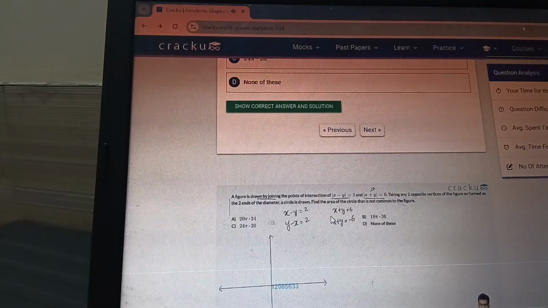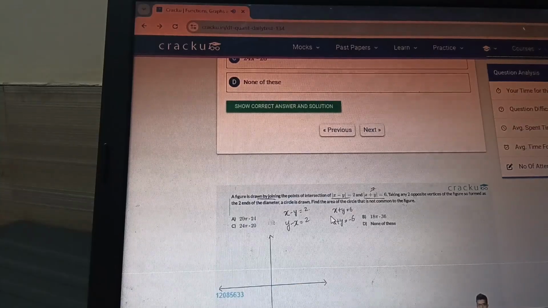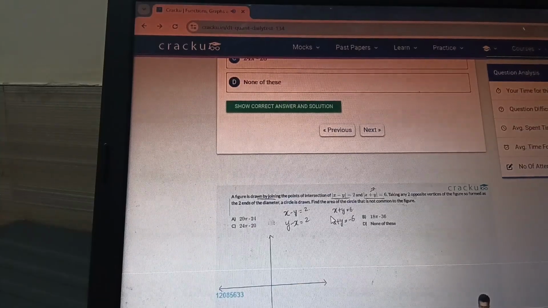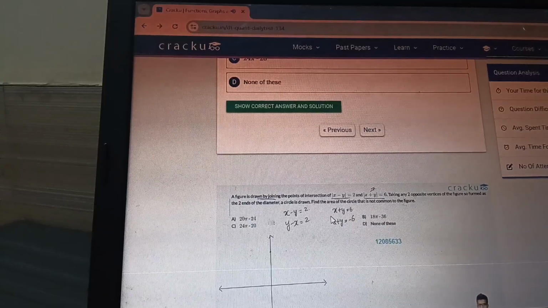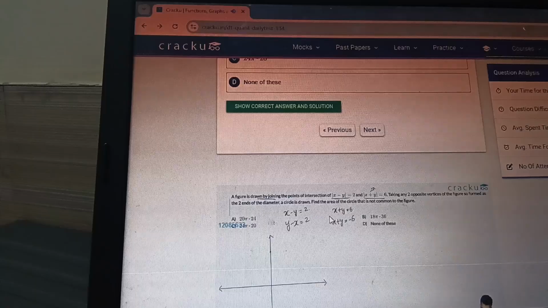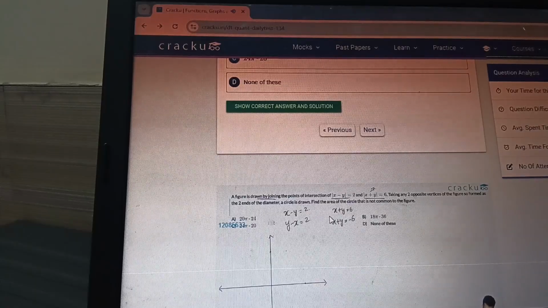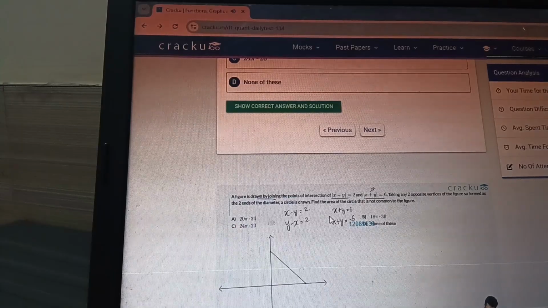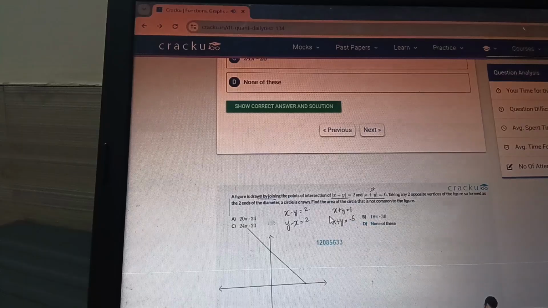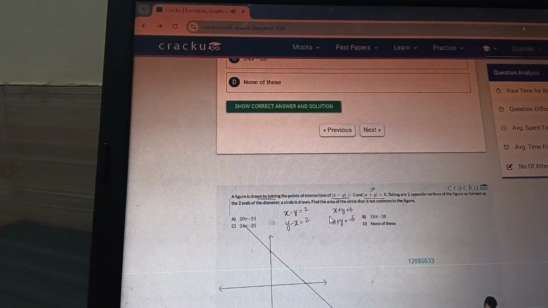If you are looking to draw the equation x plus y is equal to 6, what will be the value of y when x is equal to 0? When x is equal to 0, the value of y will be 6, so that will be over here. Similarly, what will the value of x be when y is equal to 0? X will also equal 6, so that will be over here. So if you connect both of these points, you are going to get the line x plus y is equal to 6. You can extend it further. So it will look something like this. This is the equation of the line x plus y is equal to 6.